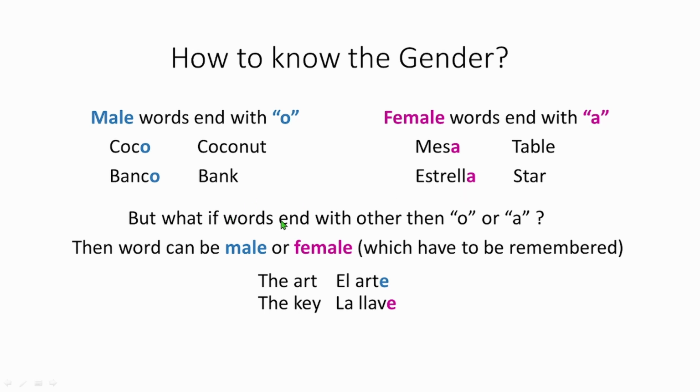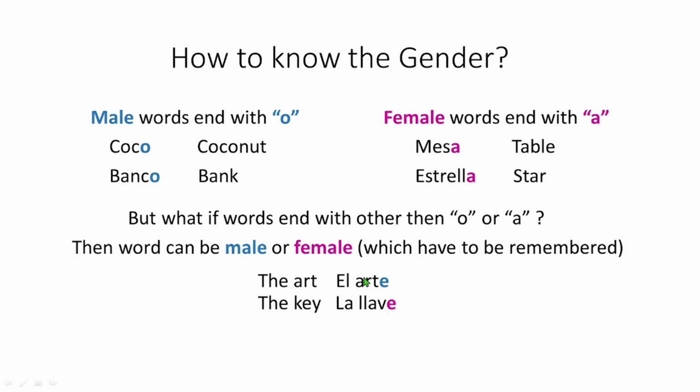Now the question is, what if the word is not ending with O or A? What are we going to do in that case? We've got a lot of words that don't end with either of them. The answer is simple: in that case you cannot identify the gender. There is no such rule. So the best thing is to look in the dictionary and see what its gender is.